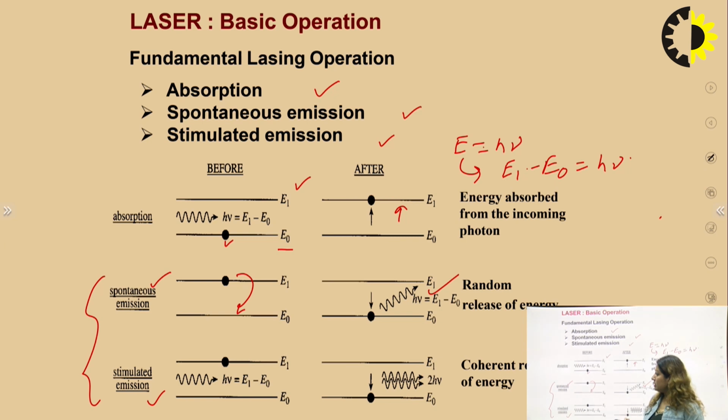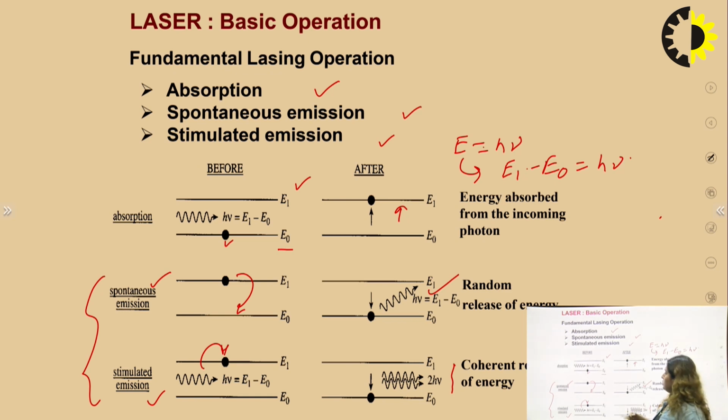So in this process, once you incident a photon on a higher energy state residing atom, there will be release of two photons. So with one photon, we have two photons. So it has more energy as compared to spontaneous emission. We can see later how these processes are involved in the basic operations of lasers.